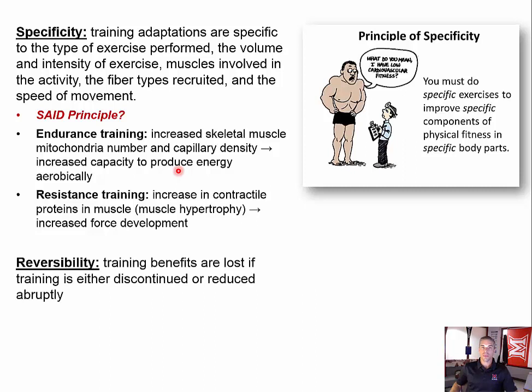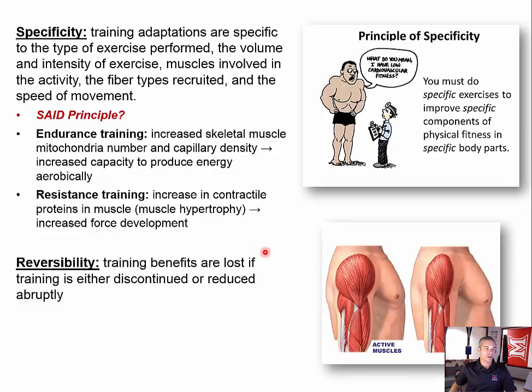Now, if we stop training, then the principle of reversibility comes into play, simply stating that training benefits are lost if training is either discontinued or reduced abruptly. So basically, if you don't use it, you lose it. So we have in this example here, in a person who is physically active, they have this amount of muscle mass. After a period of inactivity, whether it's because they become sedentary or maybe they become injured, either way, they're inactive now. And we see muscle atrophy occurring. We have loss of muscle tissue due to disuse.